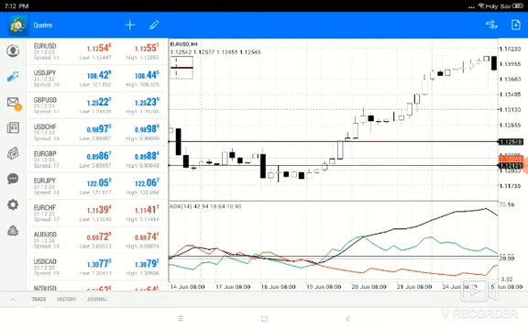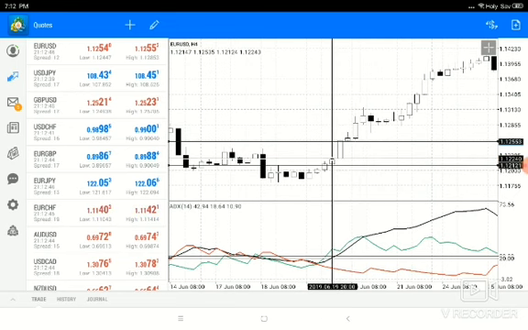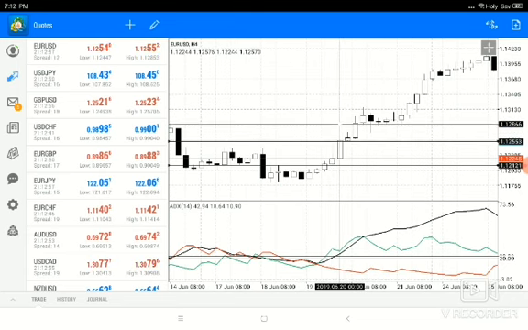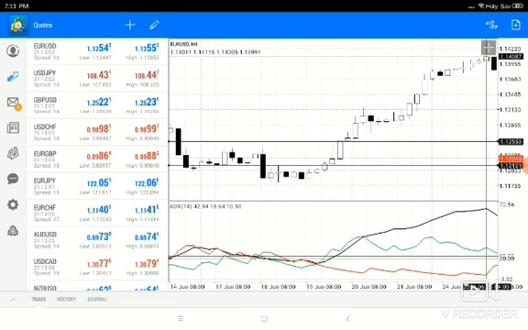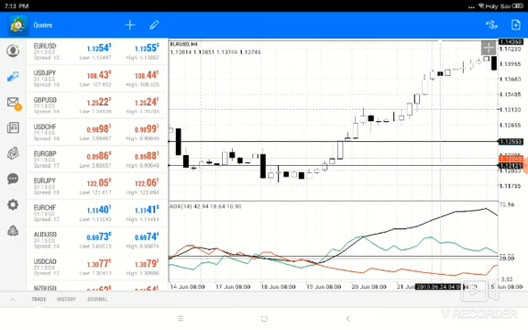This is where my target will be. Remember I entered at this box, so I want to set my target before the other box closes. I will not allow it to get to the other box here. So look at it, this is how I've taken this trade: stop loss and take profit.